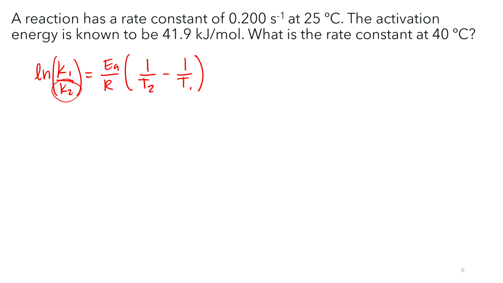Let me highlight what we have. We were given K1, and it was at T1. And then here's our activation energy. Then we're asked, what is the rate constant? So a second rate constant at a new temperature. That would be my T2. It doesn't matter which way you define T1 and K1, or the 1s versus 2s. You just need to make sure that you pair them correctly in the problem.